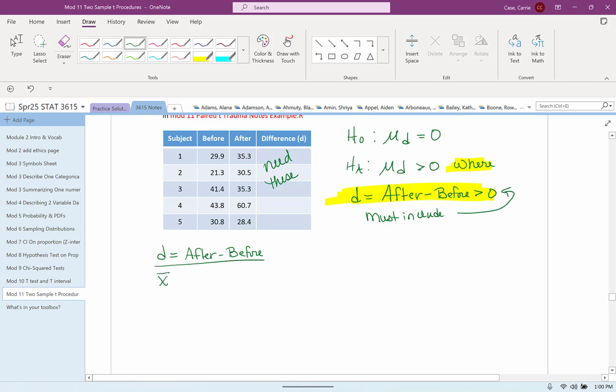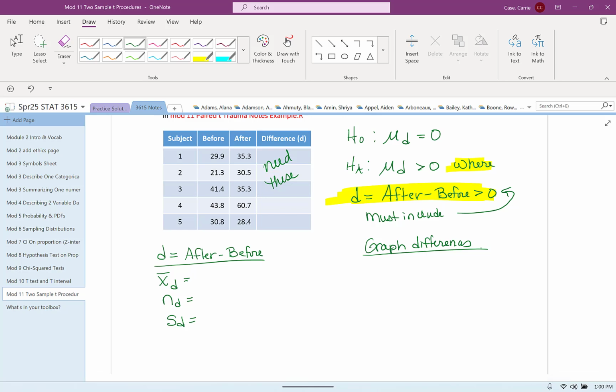So we want X bar sub D. We want the number of pairs, and we want the standard deviation of the differences. And number of pairs is obviously 5. We can get that ourselves, but we can get this out of R as well. We're going to want a graph of our differences. And in this case, we could do a histogram or a box and whisker plot, but we have a really small set of differences, so we're probably going to want a QQ plot.